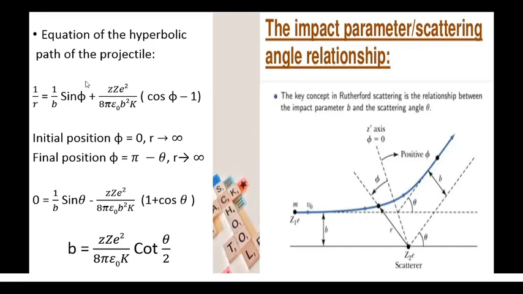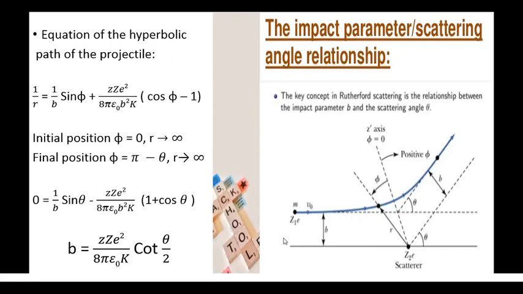Now we are going to start our derivation from this hyperbolic equation. Here we know that initially phi is equal to 0. Phi equal to 0 means this angle is equal to 0. This angle equal to 0 means the alpha particle is coming for a head-on collision. So what is meant by head-on collision? Here phi is equal to 0.